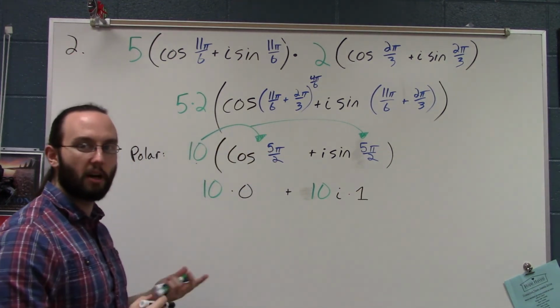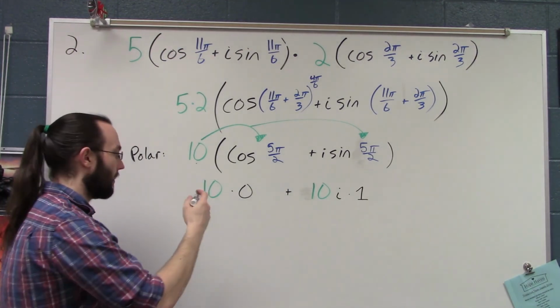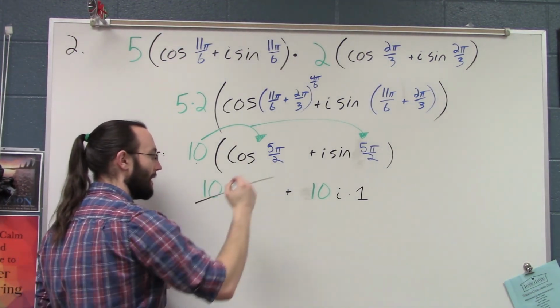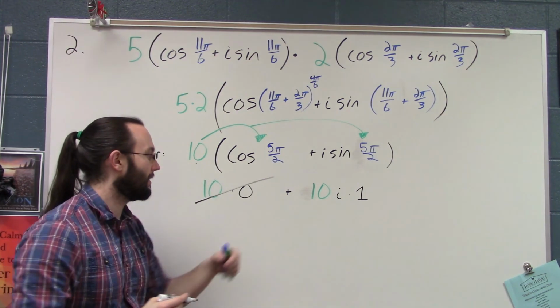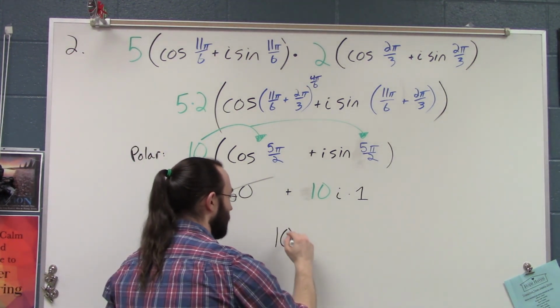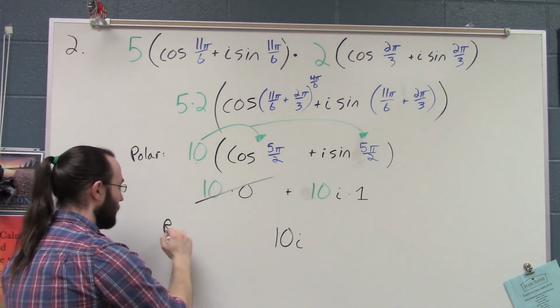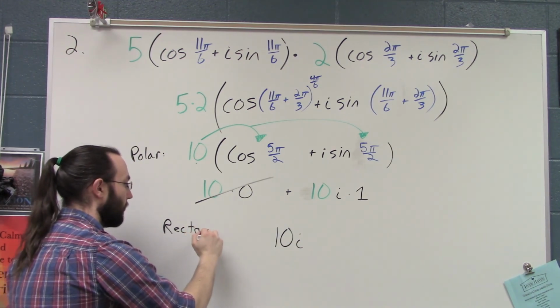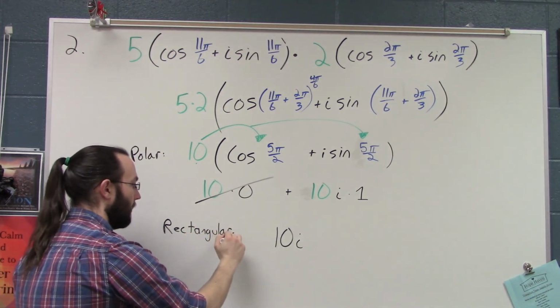So when it's all said and done, when we go to simplify this, get this in the simplest form possible, 10 times 0, those go away. Anything times 1 is just itself. So this one, a little bit cleaner than last time. Our rectangular form is just 10i.